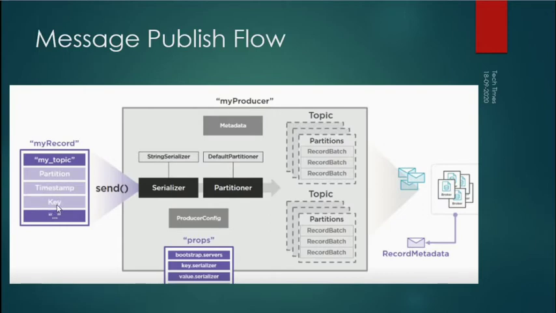When we start sending that message, it will serialize that message based on whatever serializer you have mentioned, which I have already shown you. For that producer, we have to set some properties like the bootstrap servers and the key and value serializer. So based on the key and value serializer mentioned, it will serialize that message, key and value. Then it will go through a partitioner.